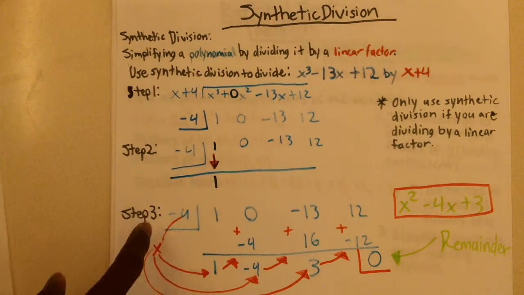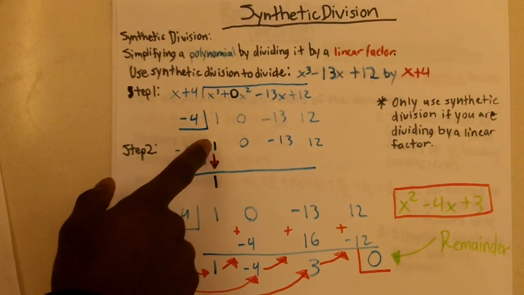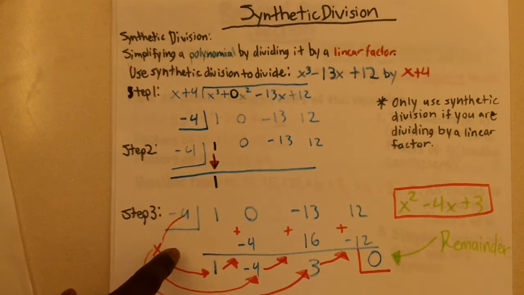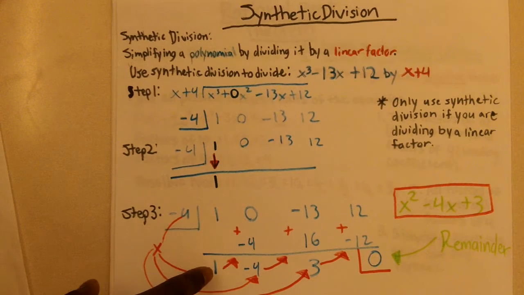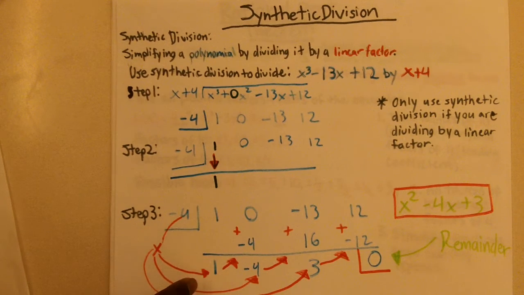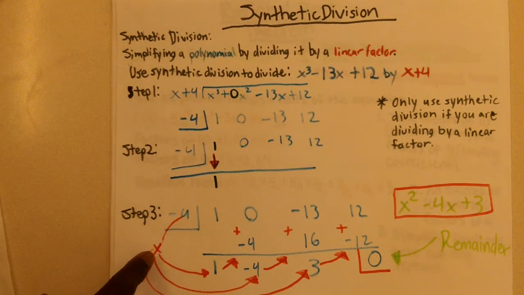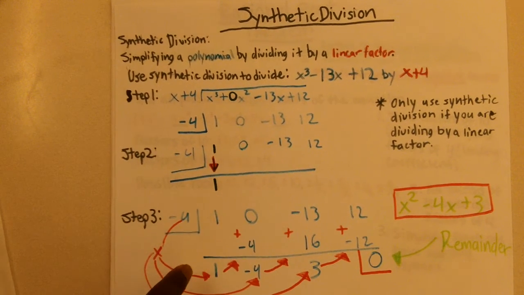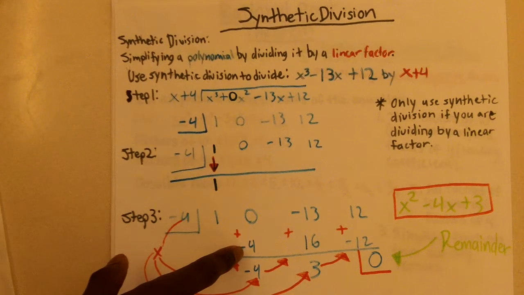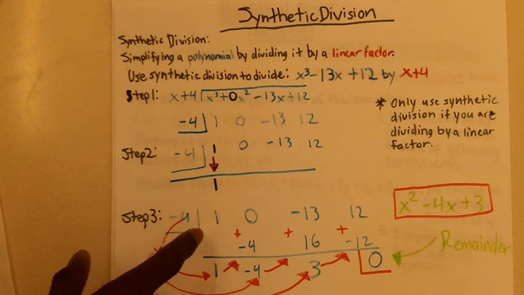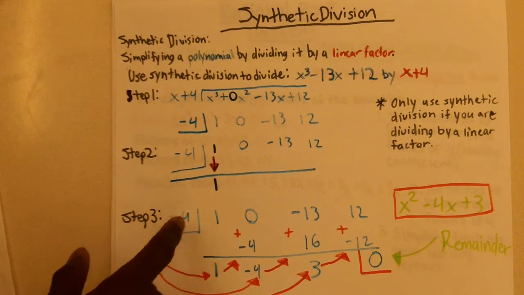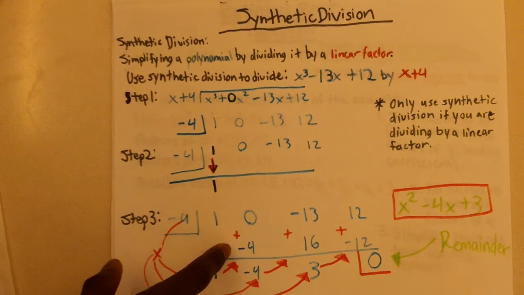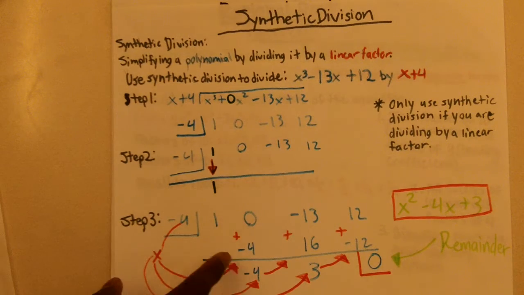The next step is to bring down the first coefficient. 1 is the first coefficient, so you will bring that down. Now you would multiply the first coefficient by the divisor. Negative 4 times 1 is negative 4. Next, you will add that product to the second coefficient. You add 0 plus negative 4, which is negative 4.